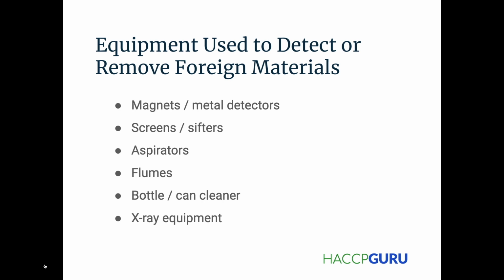The types of equipment used to detect or remove foreign material include magnets and metal detectors, screens and sifters, as we talked about. You also have aspirators and flumes, bottle and can cleaners, and then X-ray equipment.